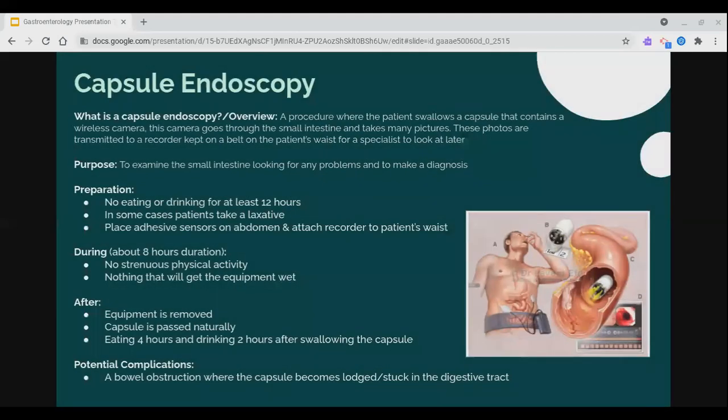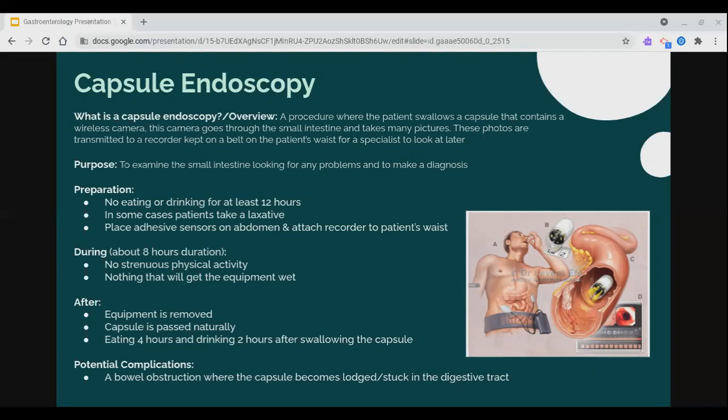Now we'll talk about a capsule endoscopy. A capsule endoscopy is a procedure where the patient swallows a capsule the size of a vitamin pill, which contains a wireless camera. As the capsule and camera go through the digestive tract, it takes many pictures which are transmitted to a recorder kept on a belt on the patient's waist. Once the procedure is complete, a specialist can interpret the photos that were saved to the recording device.